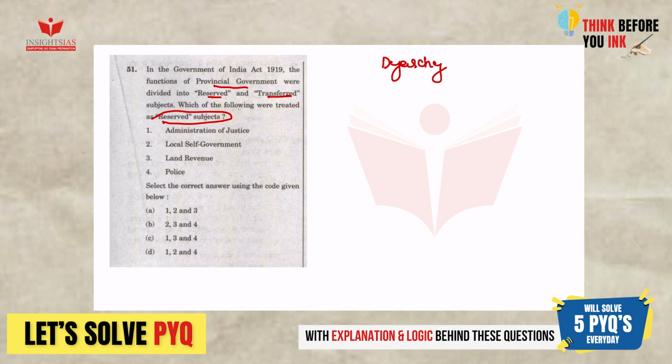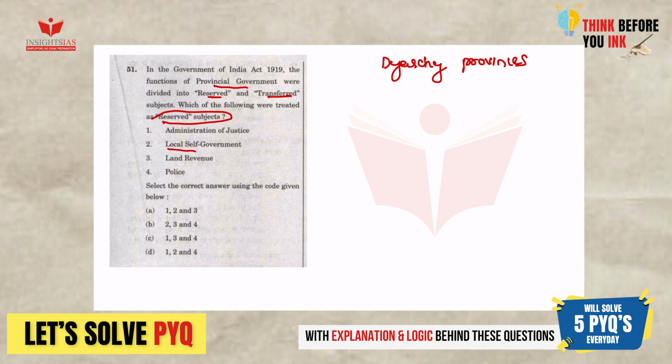So basically what does diarchy in provinces mean? That the provincial subjects were divided into two lists: reserved list and transferred list. In the transferred list, the power will lie with the elected government and the governor, whereas the reserved list will lie with the governor and the executive council. So here, what is the logic you can use? Administration of justice, land revenue, police, these are all very important subjects. Logically, you can think the British would not have transferred these to the Indians at large.